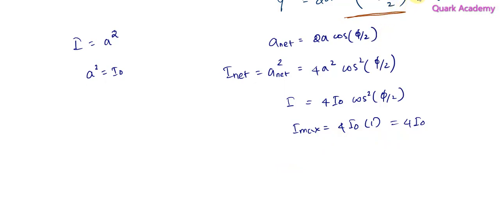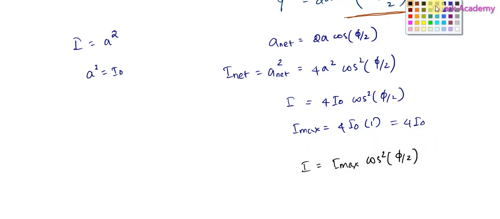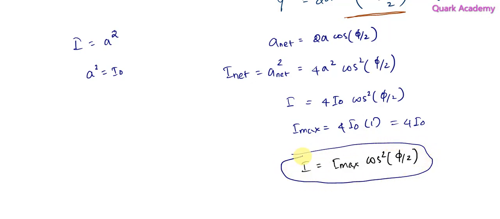Now we can rewrite this intensity. Instead of 4I0, I can write Imax, Imax times cos squared phi by 2. Some textbooks or study material give this expression also, but I just derived it. Instead of remembering, sometimes you try to derive it.